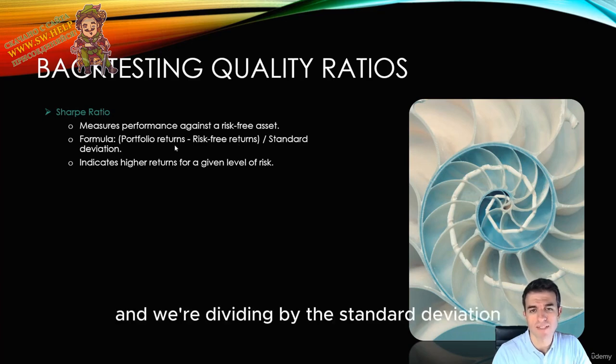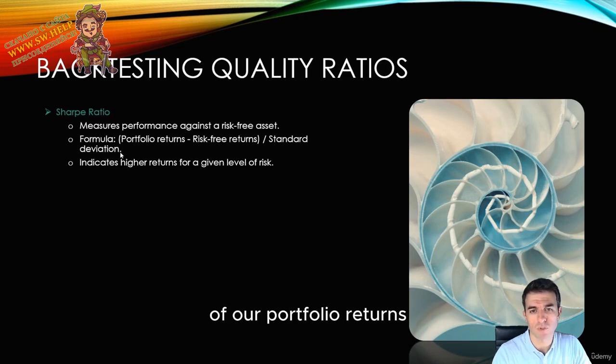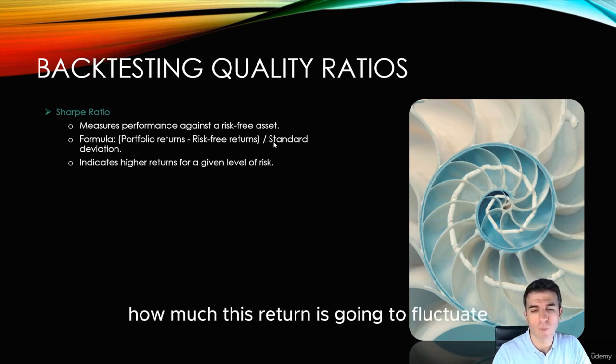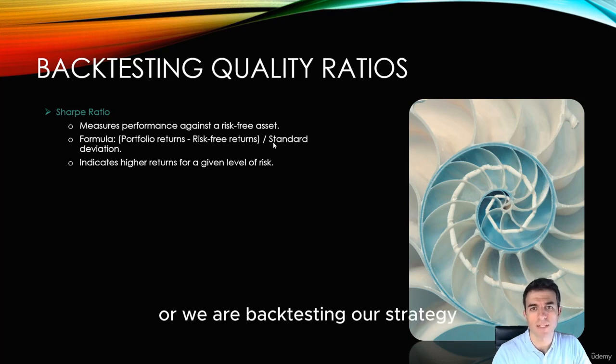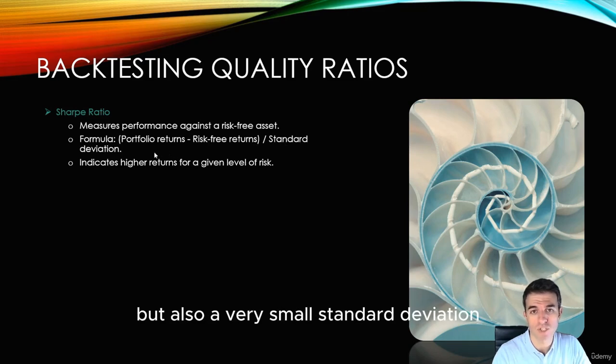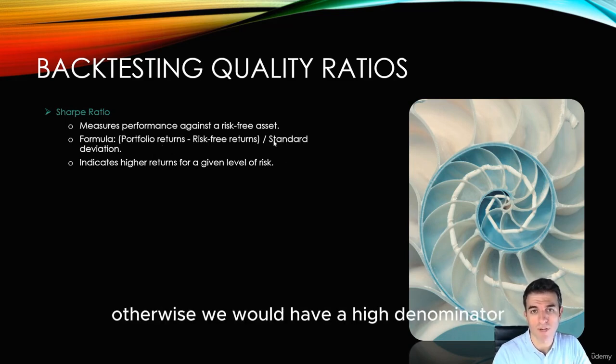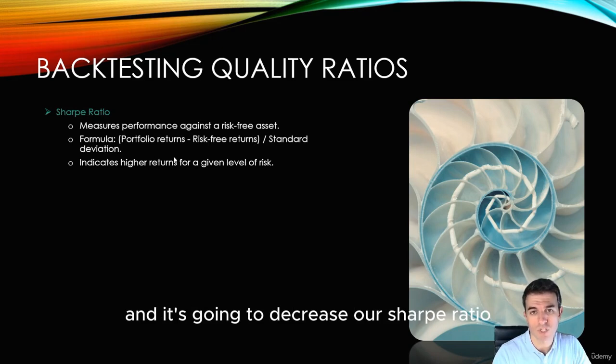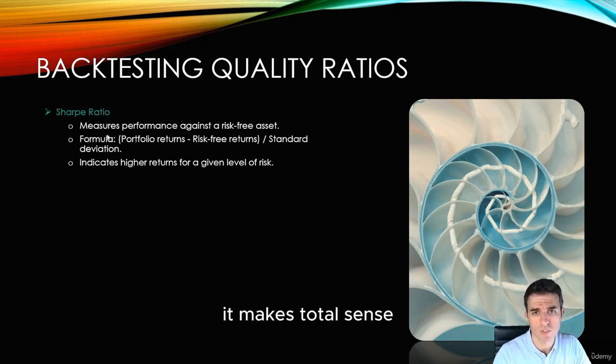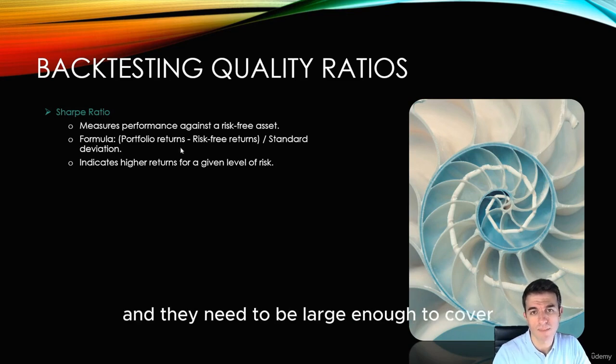And we're dividing by the standard deviation of our portfolio returns. So we're dividing by how much this return is going to fluctuate over the time that we are trading or backtesting our strategy. So to get the maximum Sharpe ratio, we need to have steady returns. So we need to have large returns, but also a very small standard deviation. We shouldn't have highly fluctuating or volatile returns. Otherwise, we would have a high denominator and it's going to decrease our Sharpe ratio. I like the idea. It makes total sense. We need to have steady returns and they need to be large enough to cover or to exceed the risk-free returns.